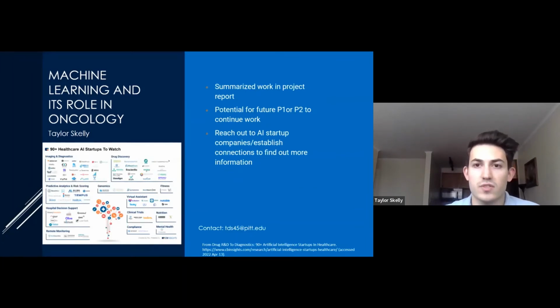So all my work was summarized in a project report that I'm about to turn in at the end of the semester. I basically went over what I talked about in more detail. And then there's potential for a future P1 or P2 to continue this work. You can reach out to AI startup companies or established connections. That's something I tried to do this semester, but I didn't have any luck. There was a bunch of startups that I found had some really interesting machine learning based medical devices, but I wasn't able to get in contact with anyone. So that's something that someone in the future could try to do more.